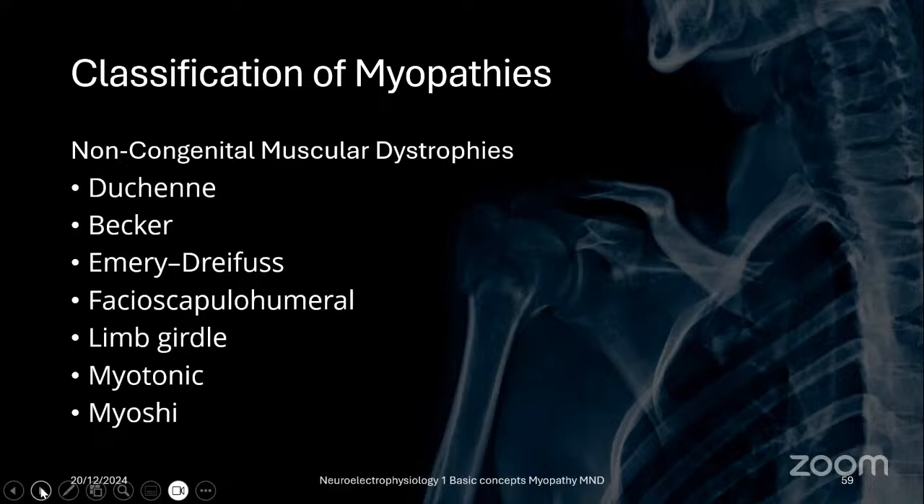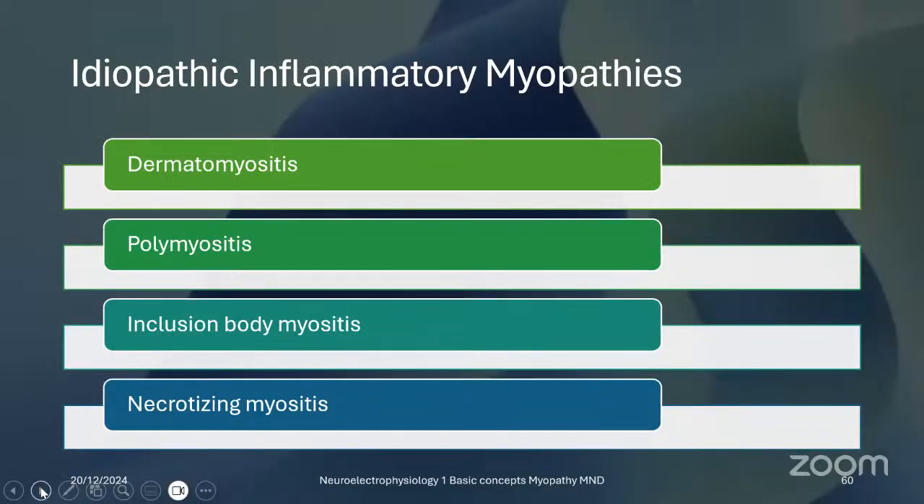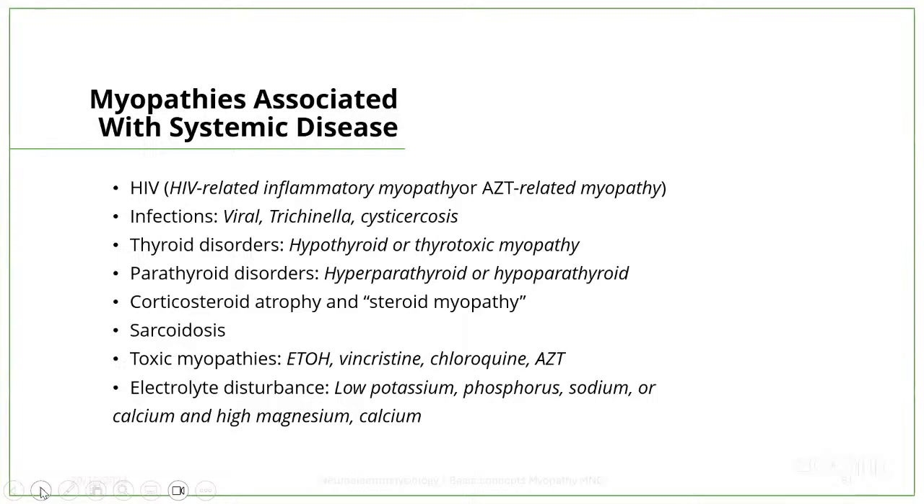The classification, very important for you to know: what are the non-congenital muscular dystrophies, and what are muscular dystrophies? Definition of muscular dystrophy, you have to know. Duchenne, Becker, Emery-Dreifuss, facioscapulohumeral, limb-girdle, myotonic, Miyoshi. These are all muscular dystrophies. And idiopathic inflammatory myopathies: dermatomyositis, polymyositis, inclusion body myositis, necrotizing myositis.